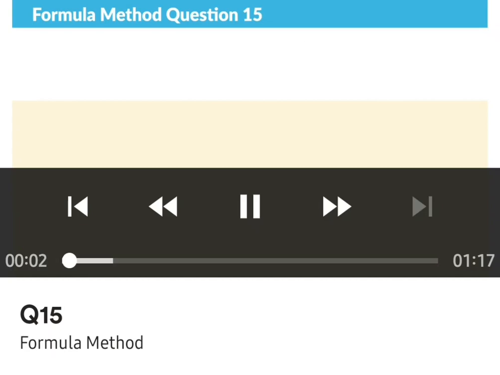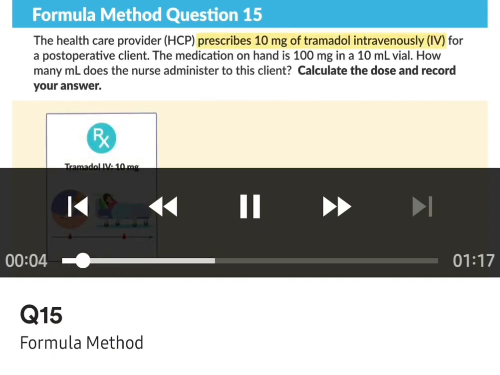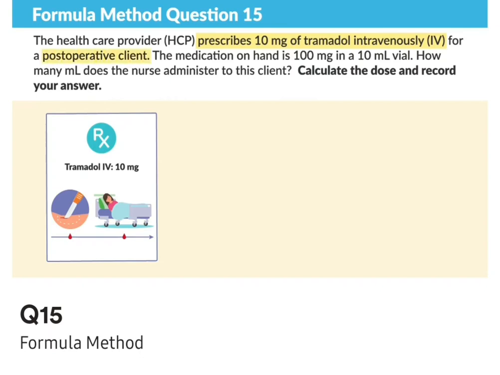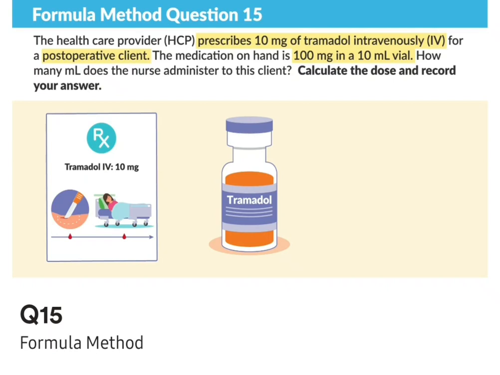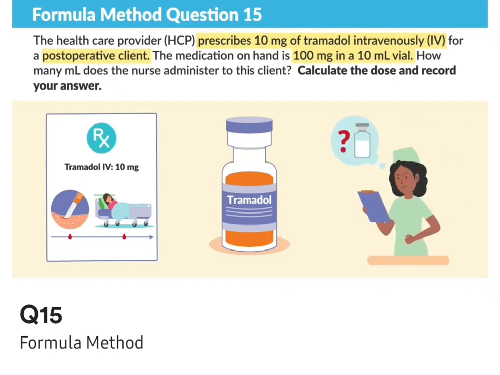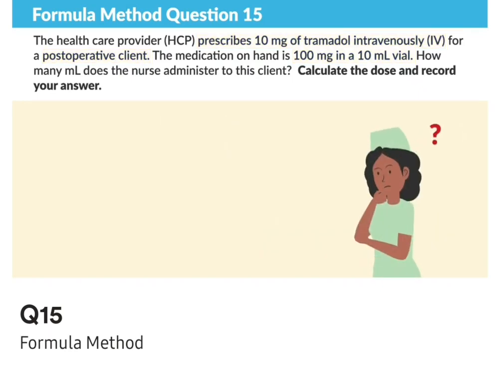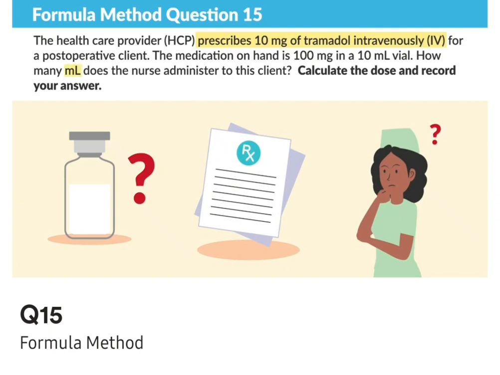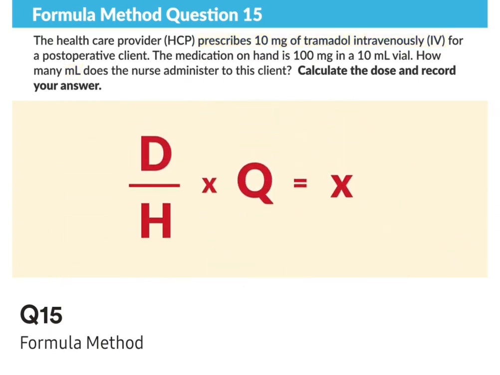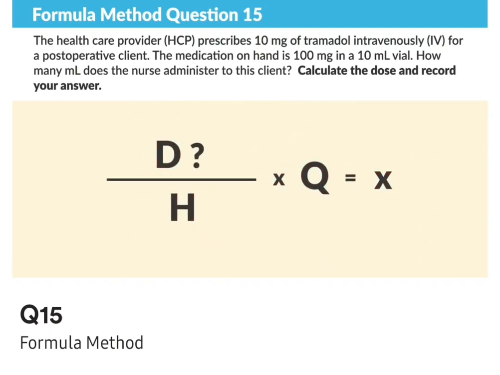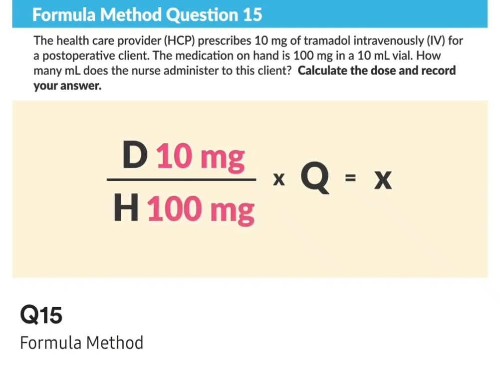Now, moving on to question 15, the healthcare provider prescribes 10 milligrams of tramadol IV for a post-op client. The medication on hand is 100 milligrams in a 10 mL vial. How many milliliters does the nurse administer to the client? All right, so let's break it down. What are we solving for? We're solving for mLs per dose, right? So we're going to set up the desired over have, or formula method. So D over H times the Q. So the D here is our desired prescribed dose, and that is 10 mgs. And the H is for what we have on hand, and that is 100 milligrams in 10 mLs. So the D and the H are both in milligrams, so we are good.